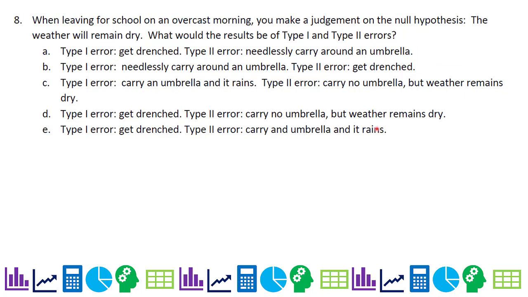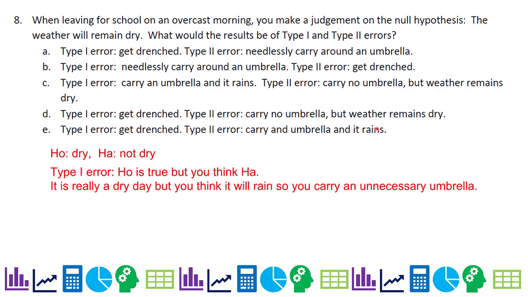Number 8. When leaving for school on an overcast morning, you make a judgment on the null hypothesis: the weather will remain dry. What would the results be of a type 1 and type 2 errors? So our null is that it's dry, and the alternate, it's not going to be dry. So type 1 error is when the first one is true. It's actually dry, but you think it's not going to be dry. So if it is really a dry day, but you think it will rain, you carry an unnecessary umbrella. All right, so that's type 1.